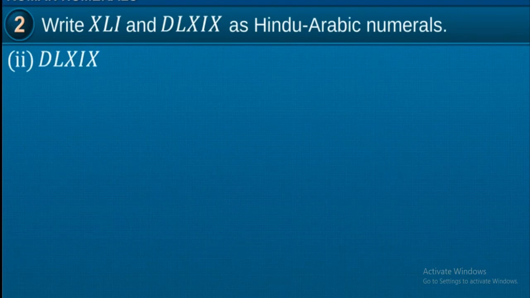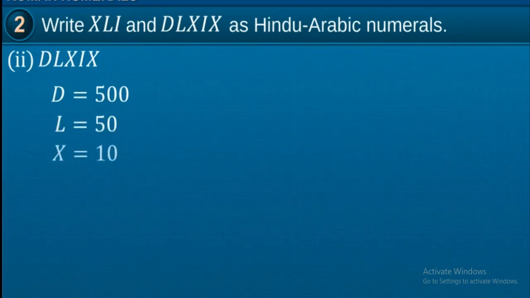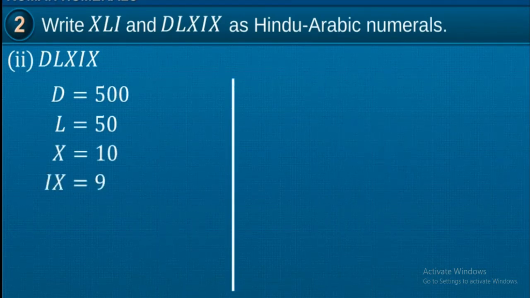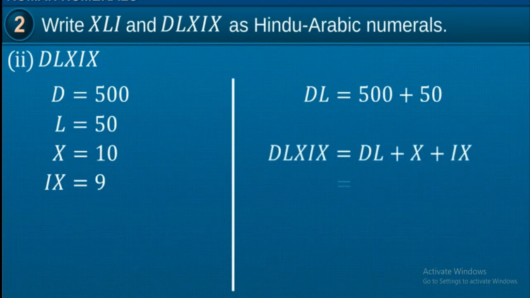Write DLXIX as a Hindu Arabic numeral. D is equal to 500. L is equal to 50. X is equal to 10. IX is equal to 9. DL is equal to the sum of 500 and 50. DLXIX is equal to the sum of 550, 10 and 9. Therefore, the Roman numeral DLXIX is equal to 569.